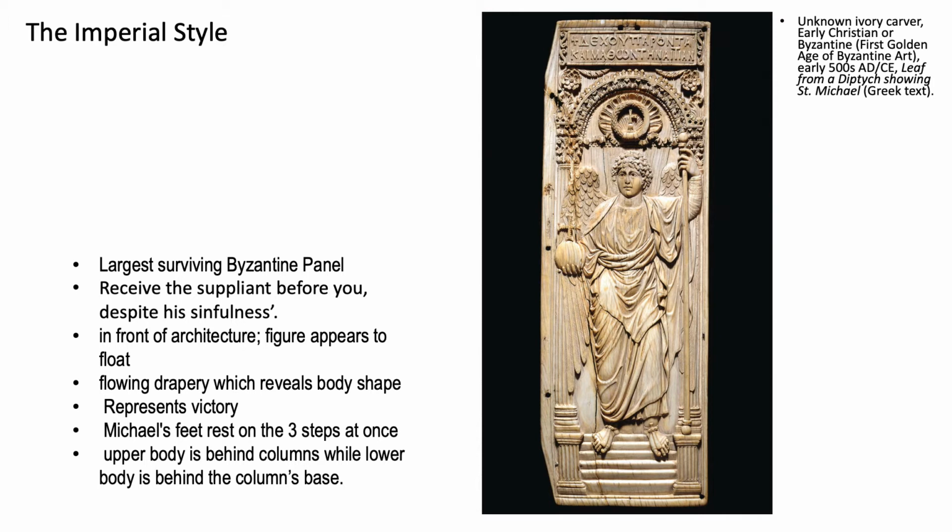There's no shading in the face here, there's no color. So it's a little bit harder to describe, but the imperial style tends to have this diamond-shaped face with deep inset eyes, a small nose, and a little bit wider mouth. St. Michael holds an orb in one hand and a staff in the other, which are both power objects.